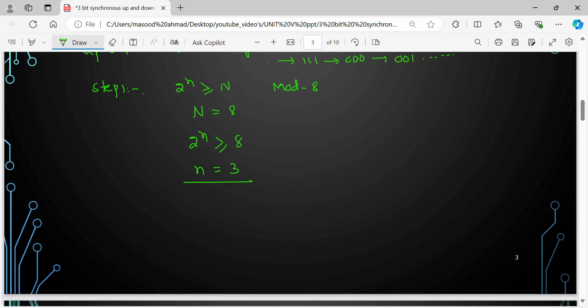In step 2, we choose which flip-flops to use. Of course, in step 1 we have already decided the number of flip-flops. So let's use the T flip-flop. It need not be T; you can go for JK, SR, or D. But when we are designing a counter, I preferably take the T flip-flop.